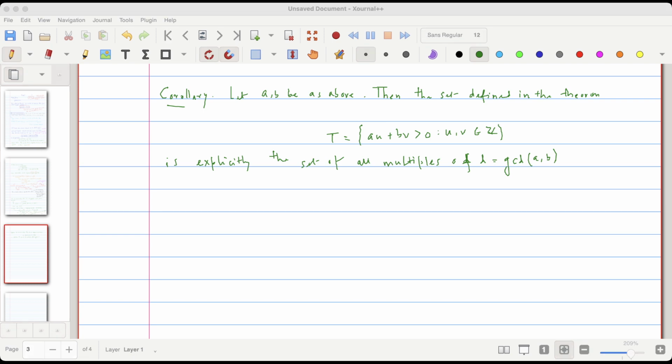Okay, so what is this set explicitly as we were talking about it? This set is, you can write T as D times K, where K is any positive integer.